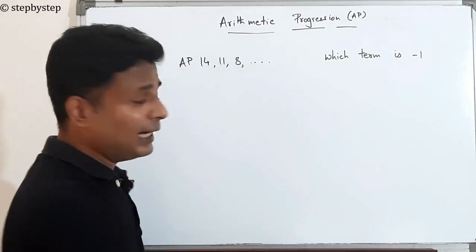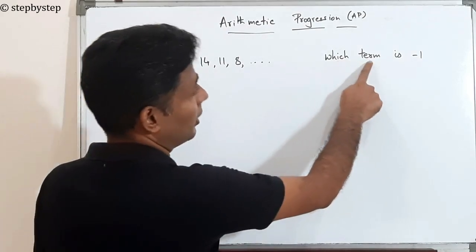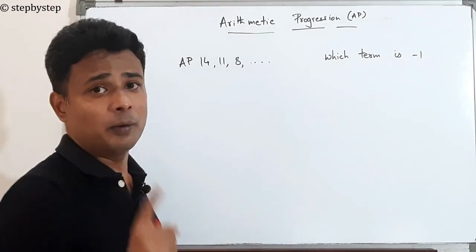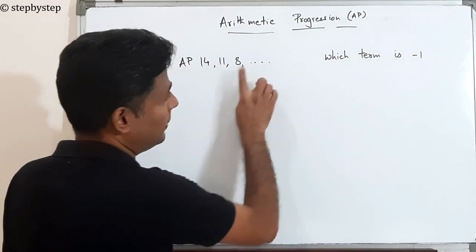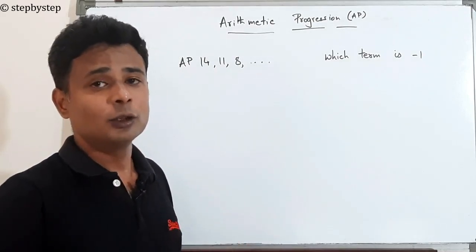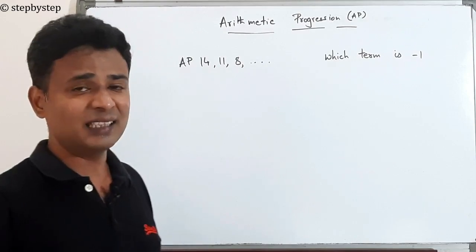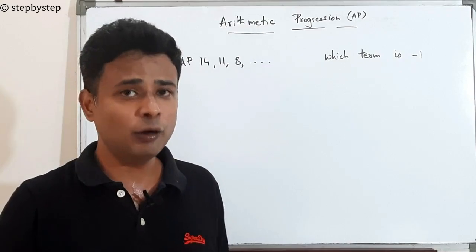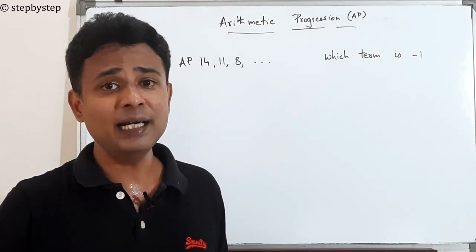Alright guys, we'll try another question. They have given an AP and they have asked us which term is minus 1, which means minus 1 will be there in this AP and which term is it. So what are they asking us to find? Are they asking us to find A? Are they asking us to find D? Are they asking us to find A of n? Or are they asking us to find n?